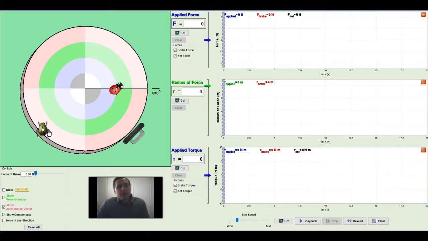Furthermore, we can also say that when we apply this force, we'll get a torque, and it's going to depend upon the radius at which the force is applied in order to determine how much torque is applied. So let's go ahead and see if we can examine this. I'll first try to apply this torque right here at about a radius of 2 meters, and let's go ahead and examine the results.